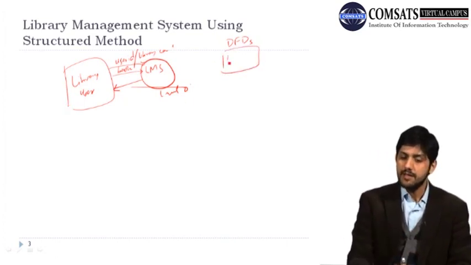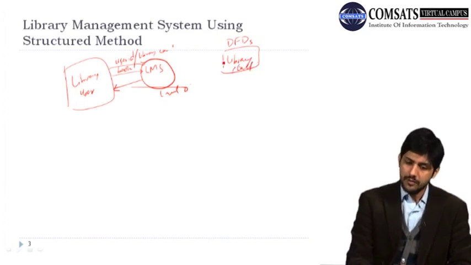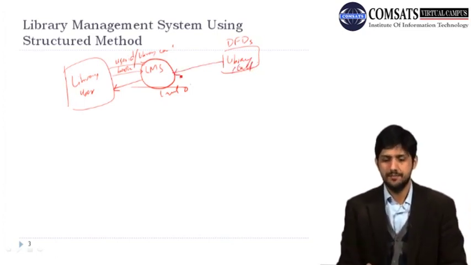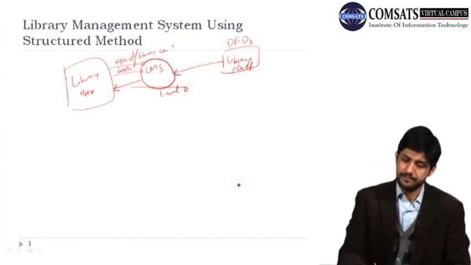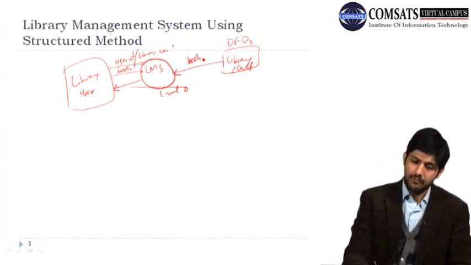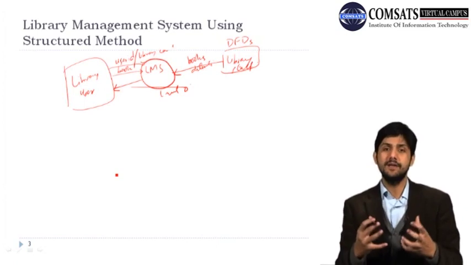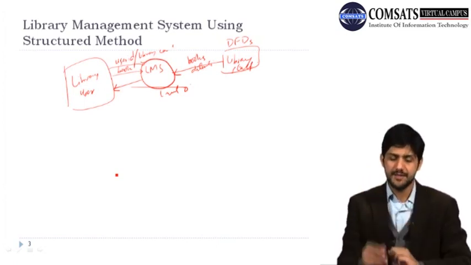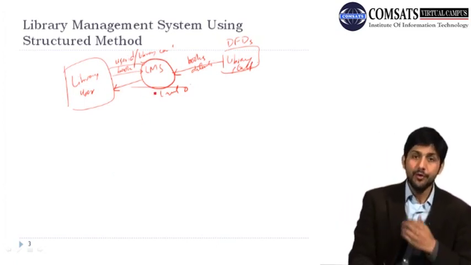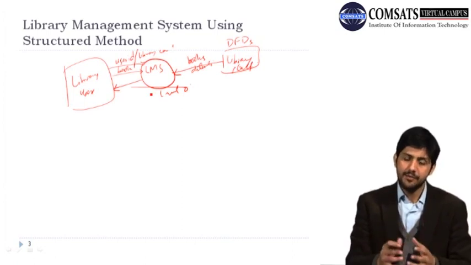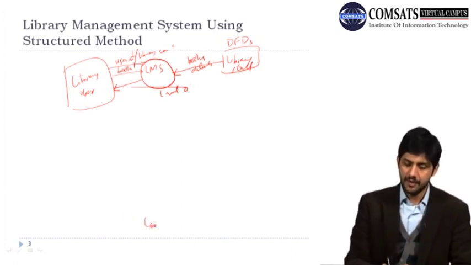Similarly, we also have library staff who will also give some input to this library management system, which can be in the form of book details or something. And then we said, so this is the level 0 DFD where we model the whole system as one process. But we want to know more about the system, and that is how we decompose the DFD. So we make a level 1 DFD.